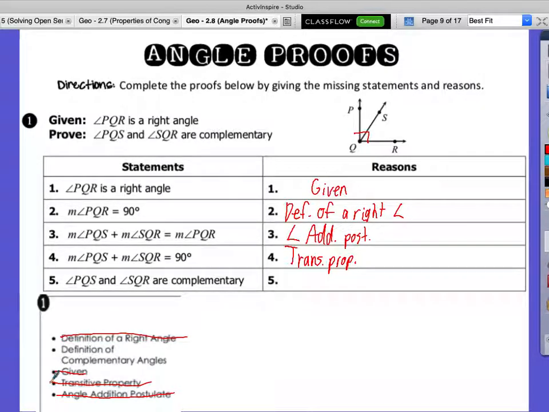So now we went from math, an equation, to words. And what do the words involve? Complementary. So it's first of all probably what? A definition. And we're dealing with something being complementary, so the definition of complementary angles.